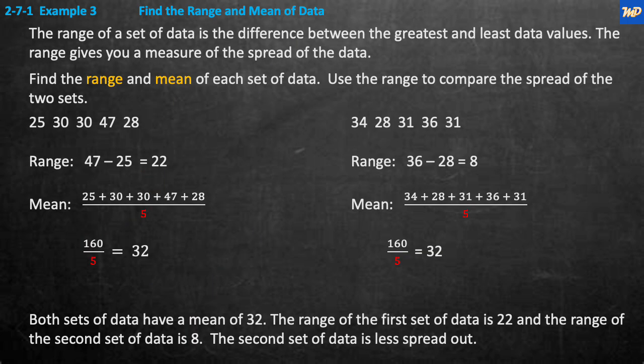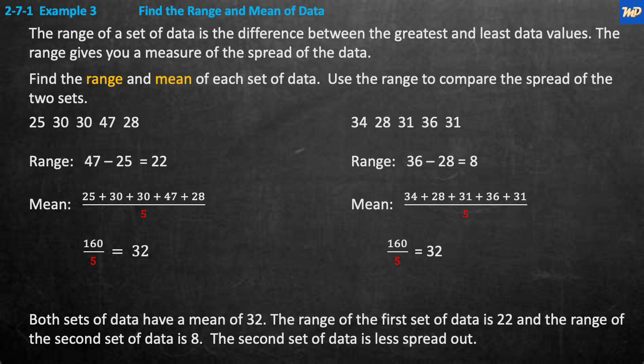Okay, example 3, finding the range and mean of data. The range of a set of data is the difference between the greatest and least data values. The range gives you a measure of how widespread the data is. Your data could be all clumped together in terms of values, or it could be spread out. So that's kind of what you're trying to get a picture of.